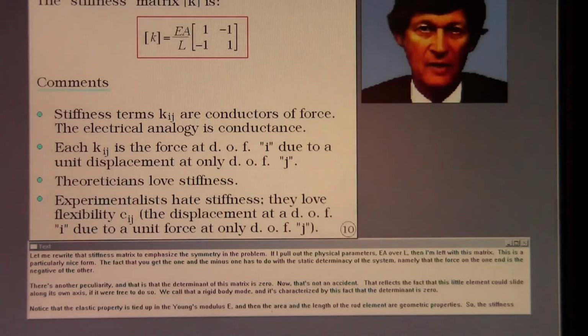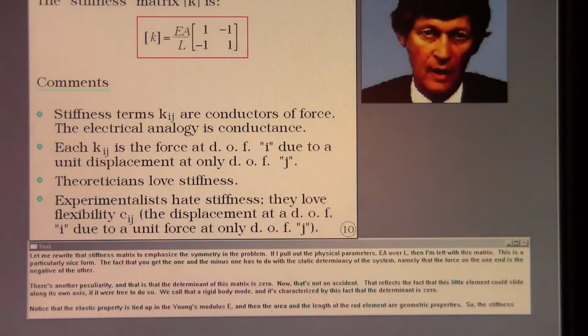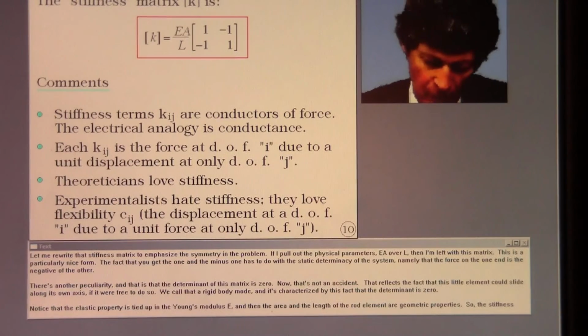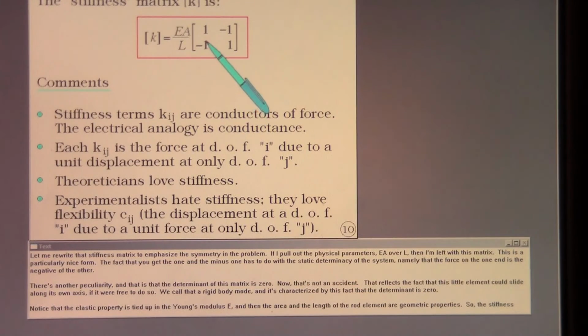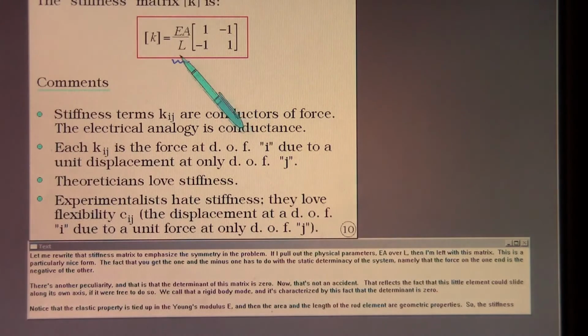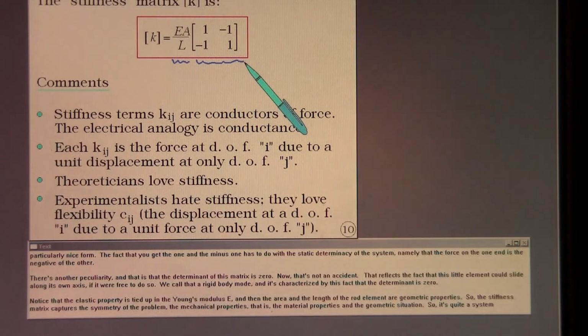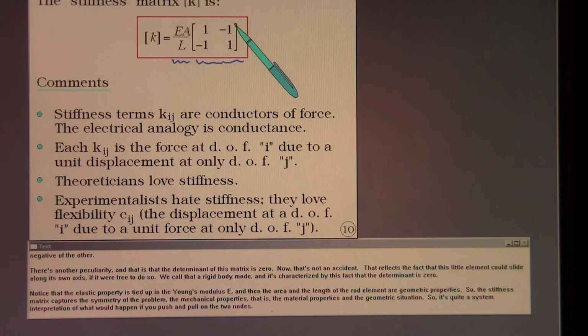Let me rewrite that stiffness matrix to emphasize the symmetry in the problem. If I pull out the physical parameters EA over L, then I'm left with this matrix. This is a particularly nice form. The fact that you get the 1 and the -1 has to do with the static determinacy of the system, namely that the force on the one end is a negative of the other.